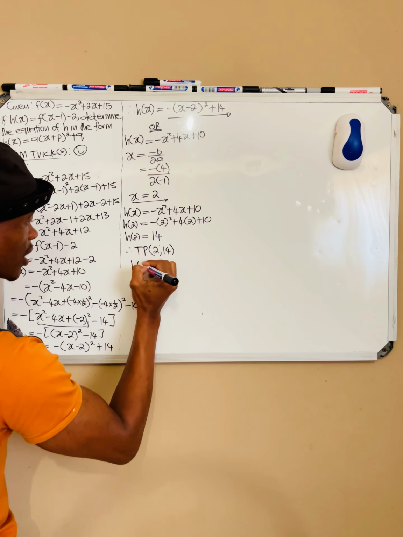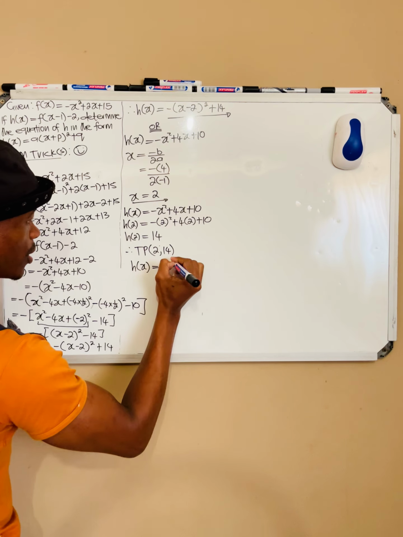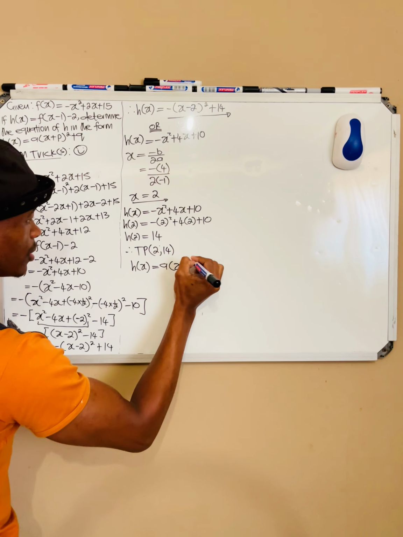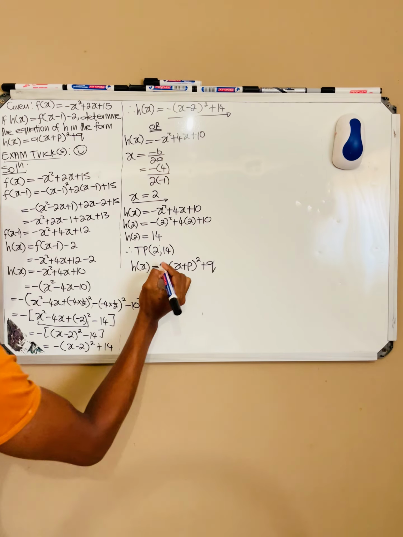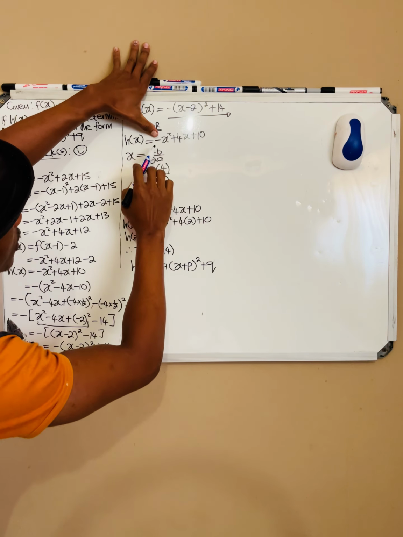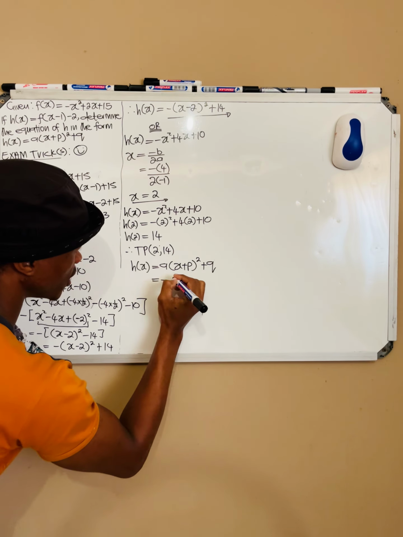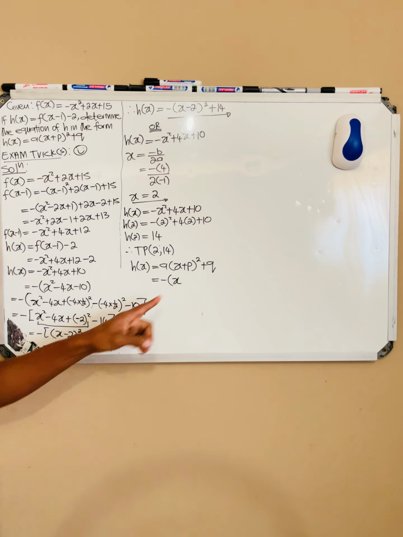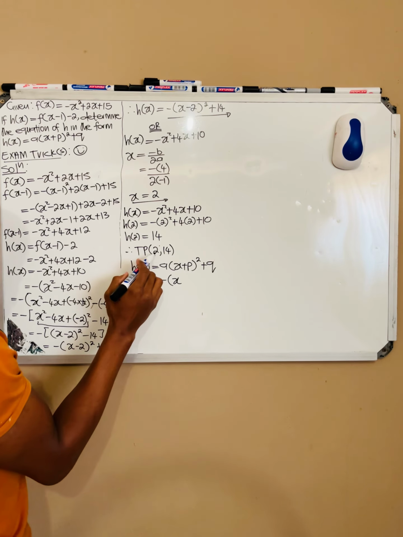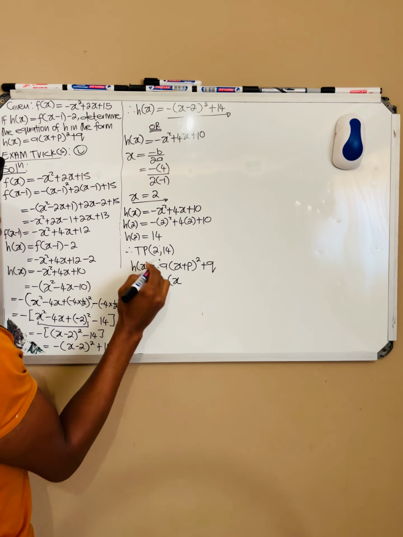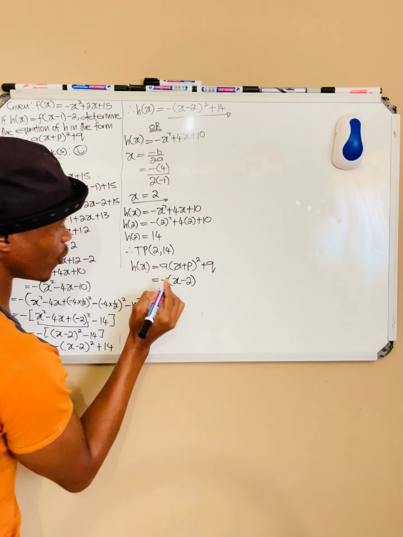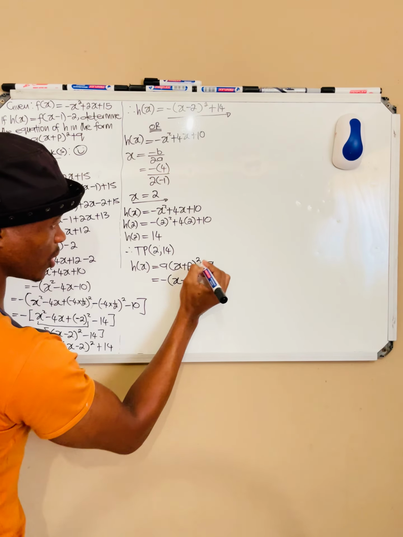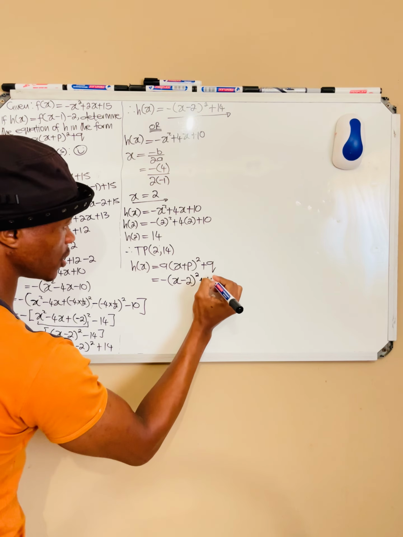Now our h of x equals a into x plus p all squared plus q. Then what is the value of a? The value of a is here, it is negative 1. So I'm going to say negative into x. What is the value of p? Here, this is the turning point, which is positive 2. So from the graph, which means from the equation, it was minus 2, for it to be positive, then all squared. Then what is the value of q? That's positive 14.